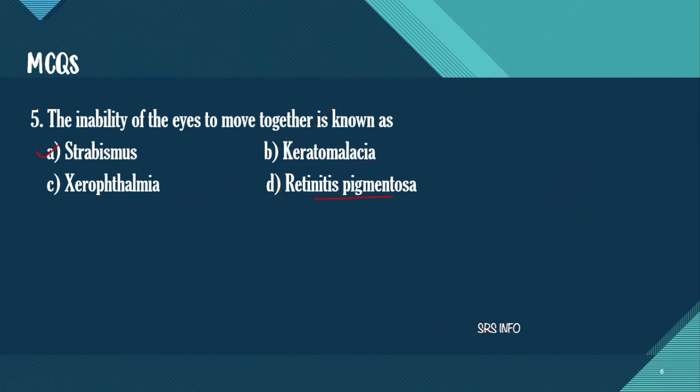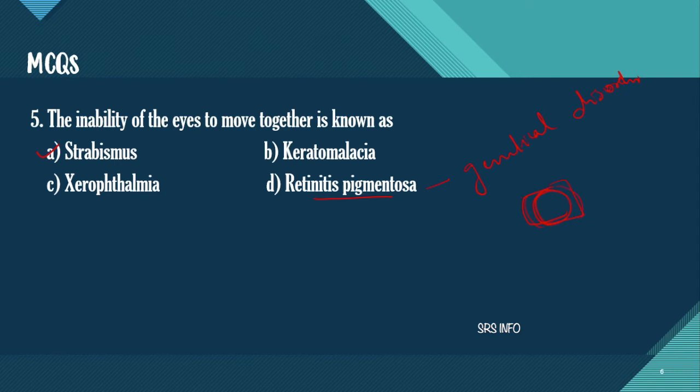What about retinitis pigmentosa? This is a genetic disorder in which there is a disintegration of the retina. Suppose this is a scenery that we are seeing, but a person with retinitis pigmentosa can see only the center part. He cannot see the side view.